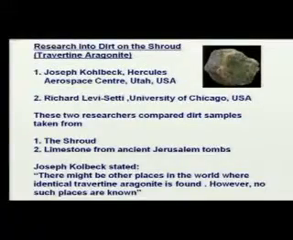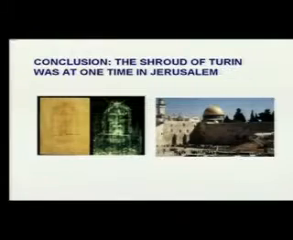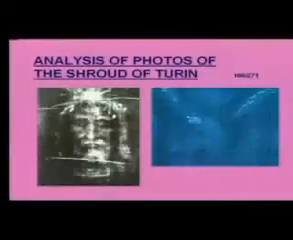This travertine aragonite has been researched by Joseph Kolbeck in America and Richard Levi Setti, also from America. And these two researchers compared dirt samples taken from the shroud and limestone from ancient Jerusalem tombs. And this is what Joseph Kolbeck says: there may be other places in the world where identical travertine aragonite is found, however, no such places are known. Conclusion: the Shroud of Turin was at one time in Jerusalem.